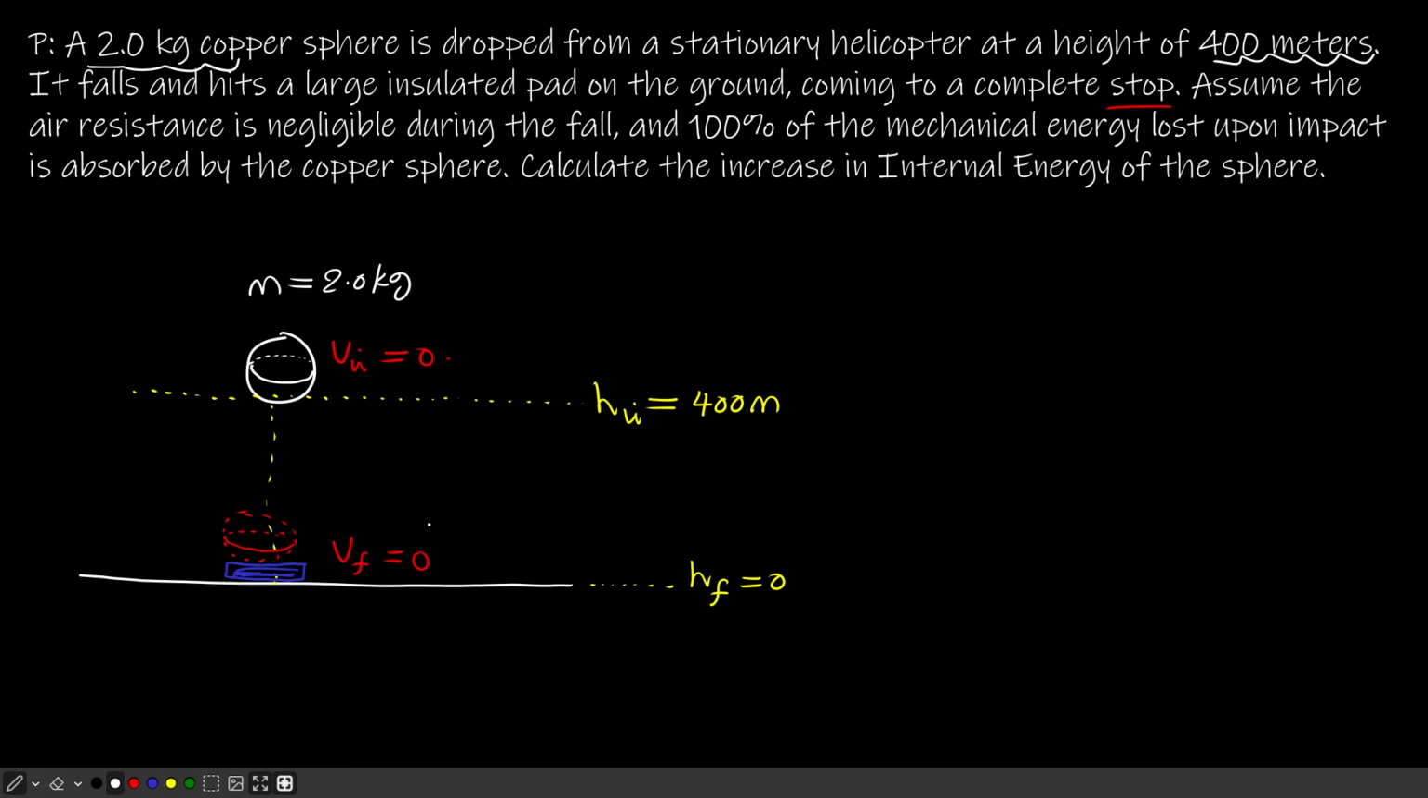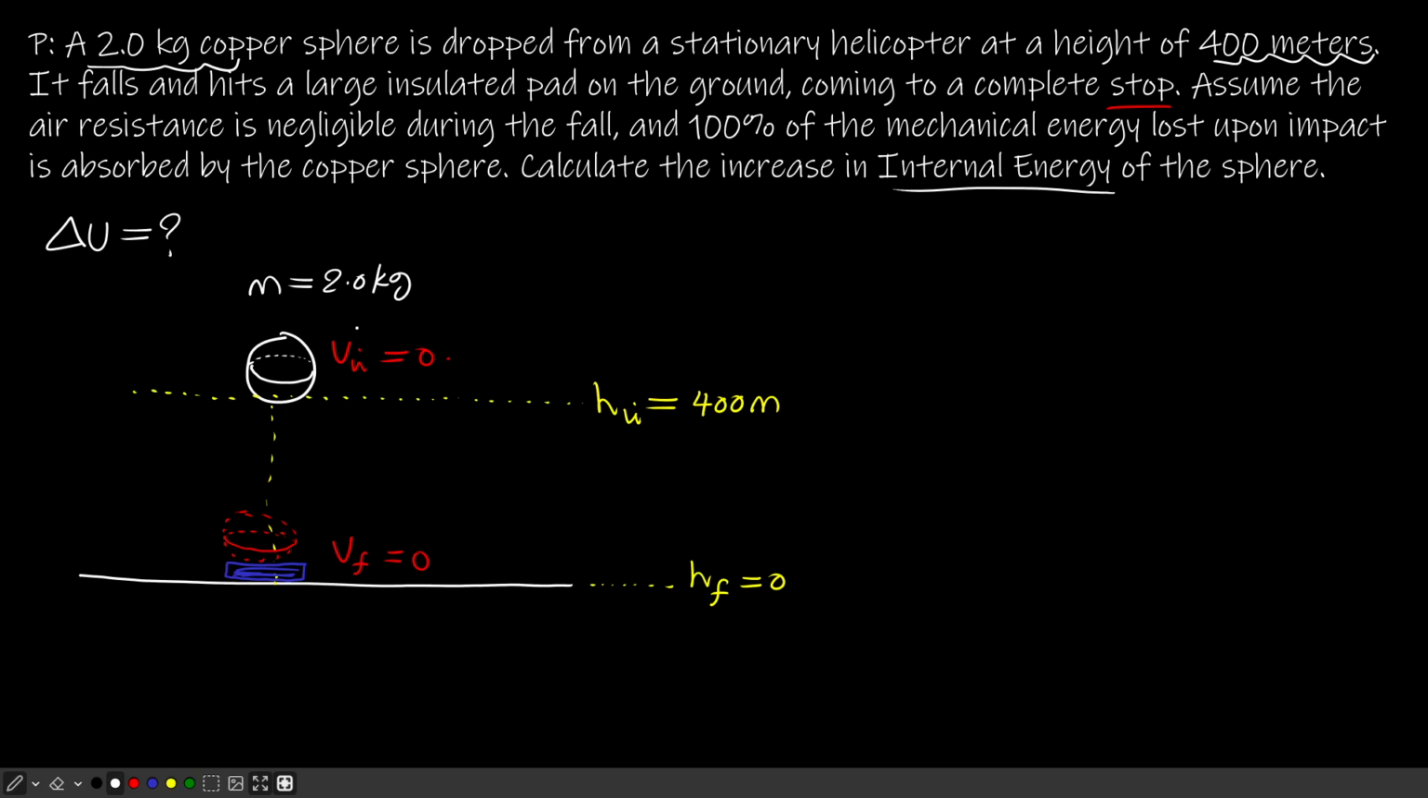Now, calculate the increase in internal energy of the sphere. So we are asked to find delta U. U represents the internal energy and delta is the change in internal energy, because obviously it's impossible to calculate U separately. We rely on calculating the change.